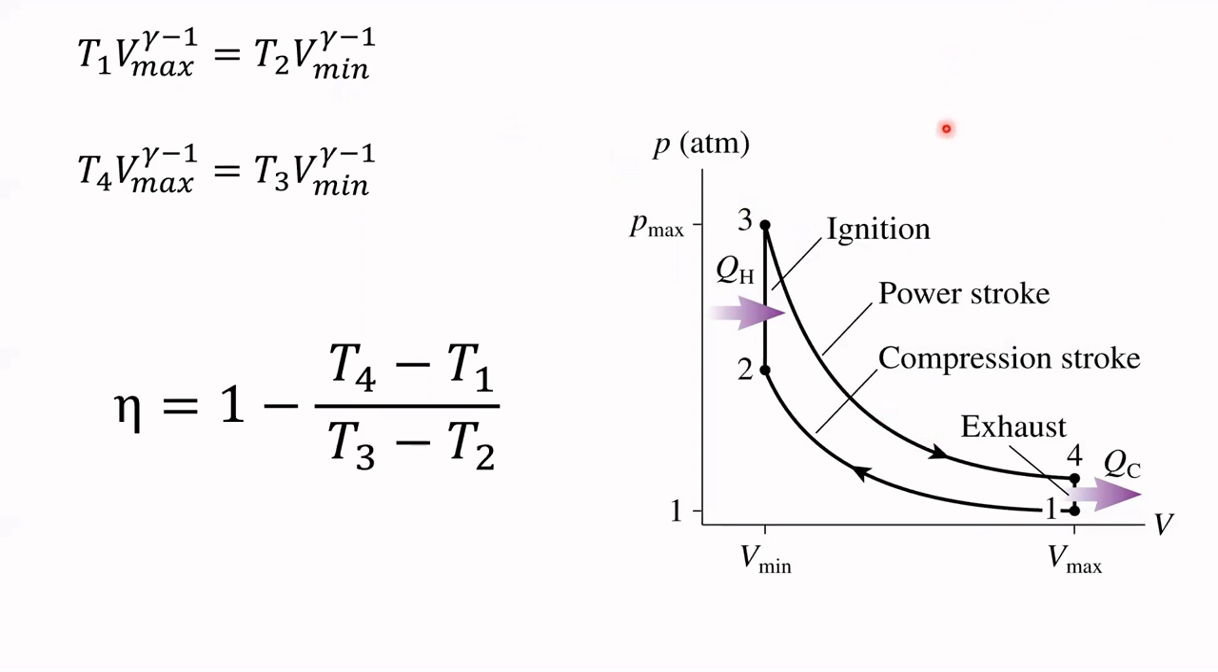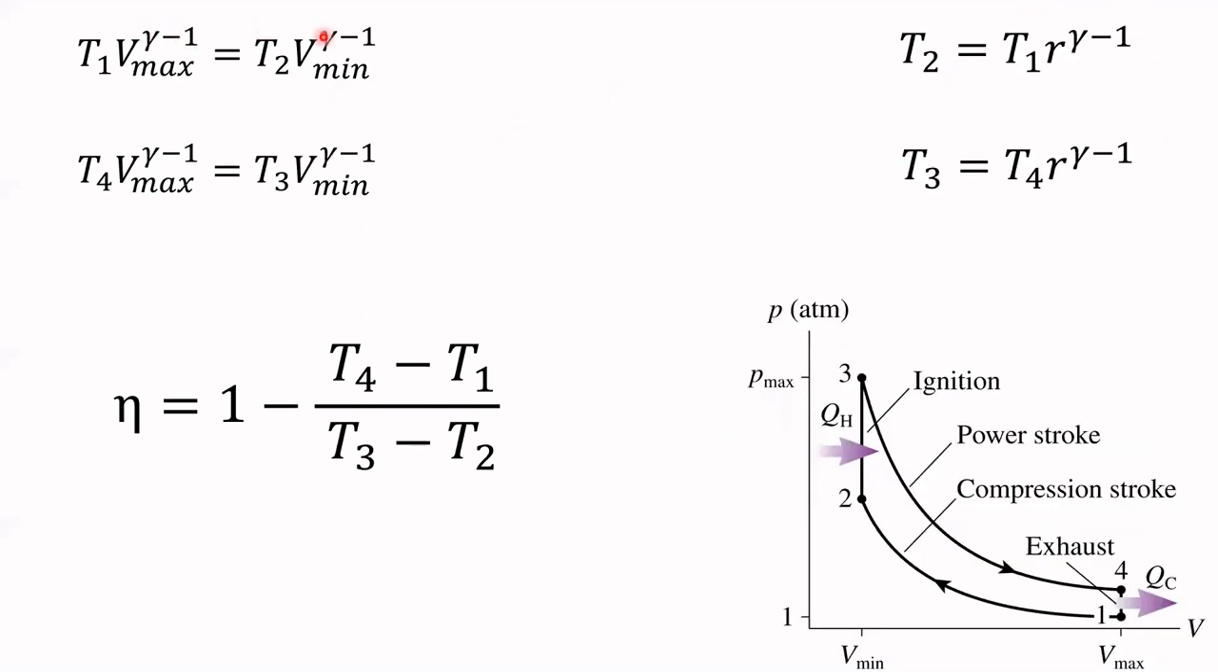So what I've done over here on the right in the next slide, I've solved each of these equations for the temperatures in the denominator. See down here? I've rewritten T2 in terms of T1 using this equation. This is what I get. And if you're wondering where I got the R from, after you manipulate this, you'll have a Vmax over Vmin. That is the compression ratio.